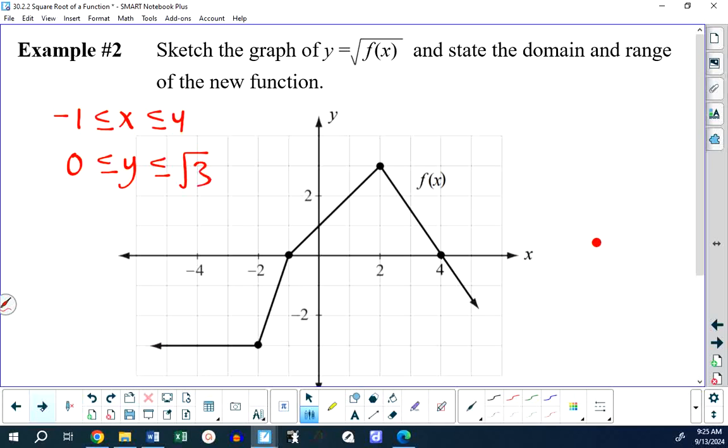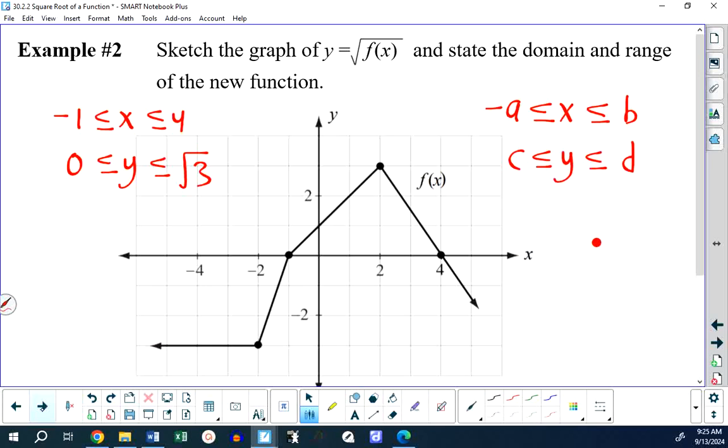And honestly, this might be a numerical response question. Given this graph of f of x, the domain is negative a is less than or equal to x, which is less than or equal to b, and the range is c is less than or equal to y, which is less than or equal to d. What are a, b, c, and d?